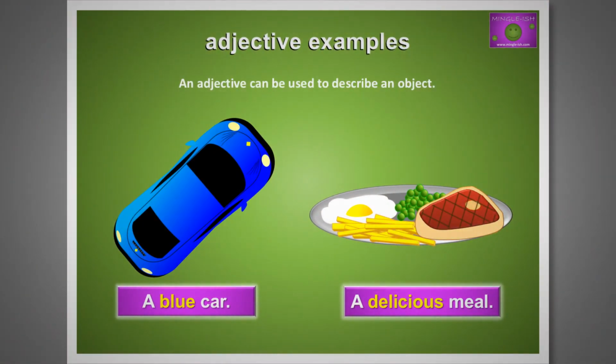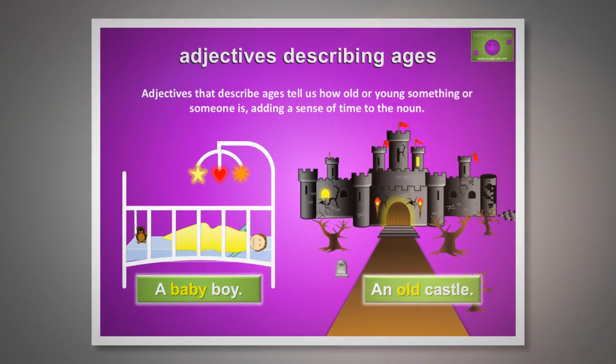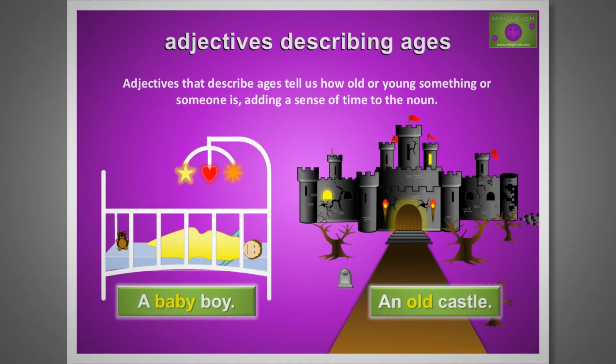A delicious meal. Let's delve a little deeper into how an adjective can describe objects. Adjectives that describe ages tell us how old or young something or someone is, adding a sense of time to the noun. For example, a baby boy. An old castle.